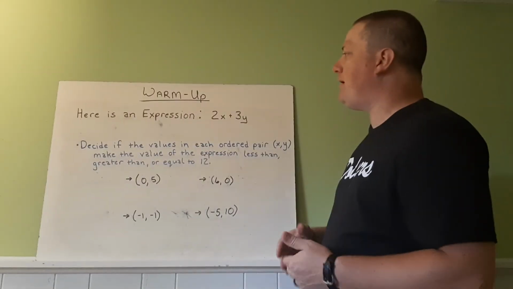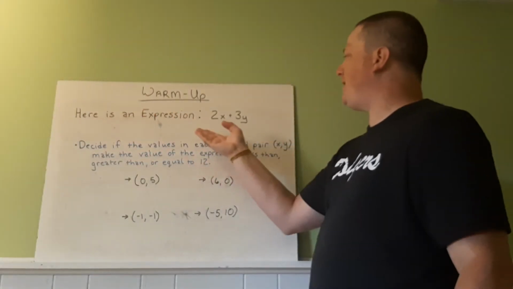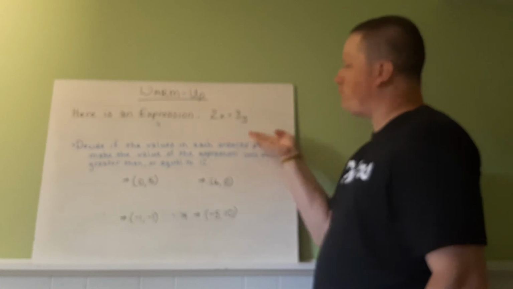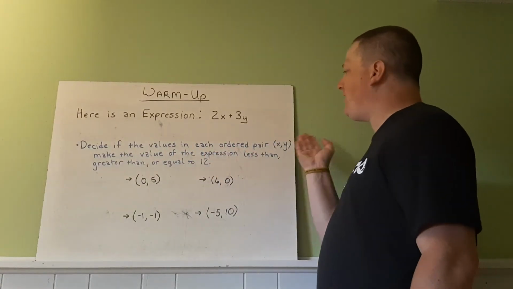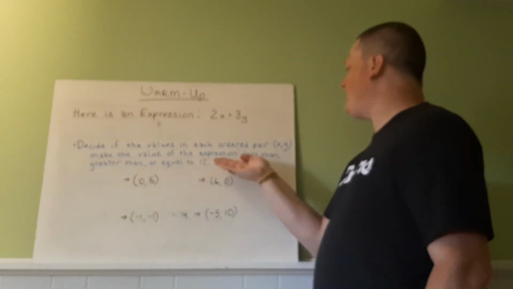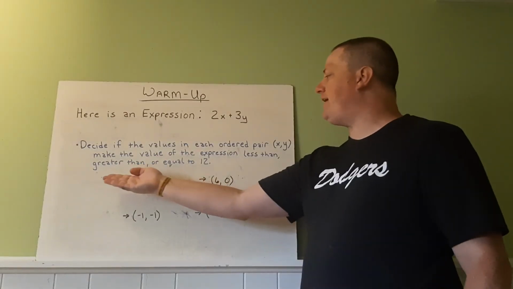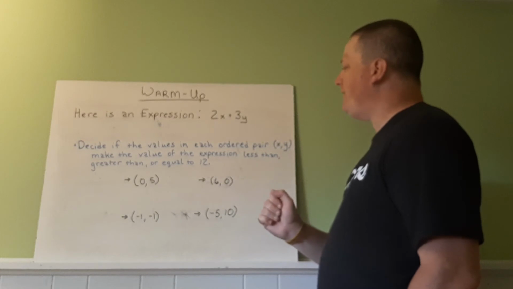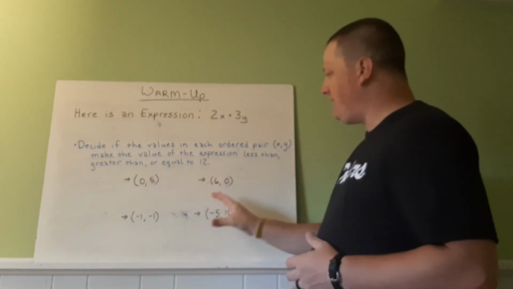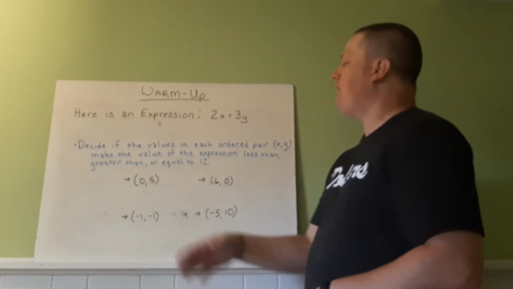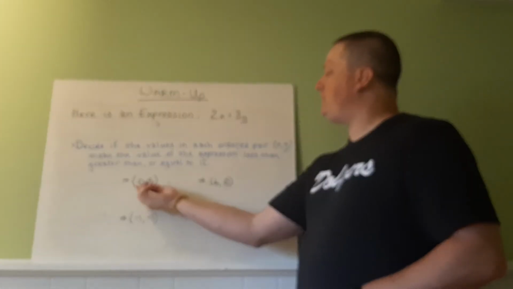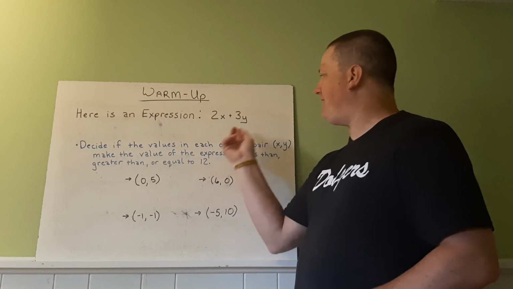All right, our warm-up here. Here's an expression, 2x plus 3y. Please write that down. Decide if the values in each ordered pair, x, y, make the value of the expression less than, greater than, or equal to 12. So the idea here is to take these four sets, plug them in for the x and y, and do the math. So if you take 0 and 5, you would take 0 and put it in for x, 5 and put it in for y.